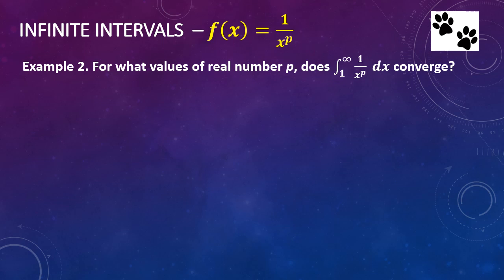So let's look at example 2. And specifically, we're looking at a family of function values, f of x equals 1 over x to the p, where p is a constant or any real number. Example 2, for what values of the real number p does the integral from 1 to infinity of 1 over x to the p dx converge?